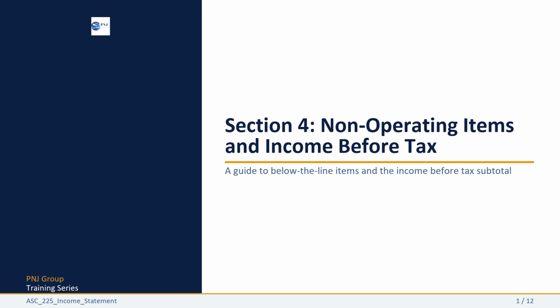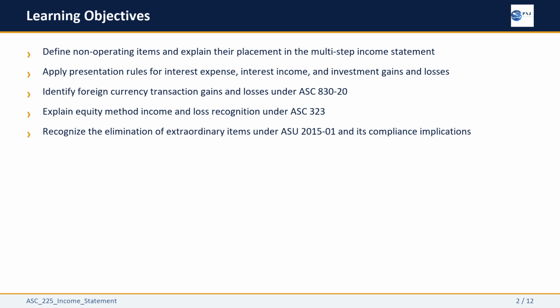In this section, we move below operating income and examine the non-operating items that bridge operating performance to the income before tax subtotal. Understanding these items correctly is essential for accurate income statement presentation and GAAP compliance. By the end of this section, you will be able to define non-operating items and explain why they appear below operating income in the multi-step format.